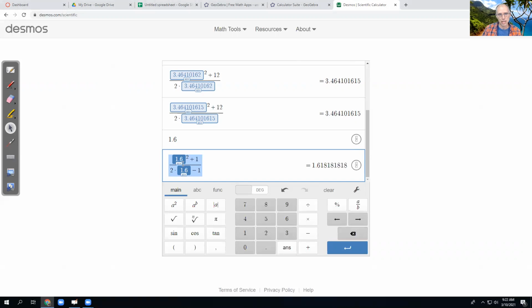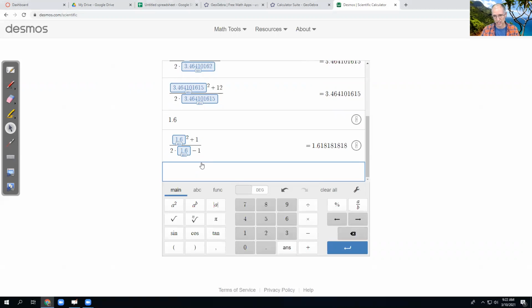So then I just copy that. And on a handheld calculator, you would just hit enter again after you do that. So you enter, you get your number, and then keep hitting enter, and it'll keep iterating through Newton's method for you on a handheld calculator.